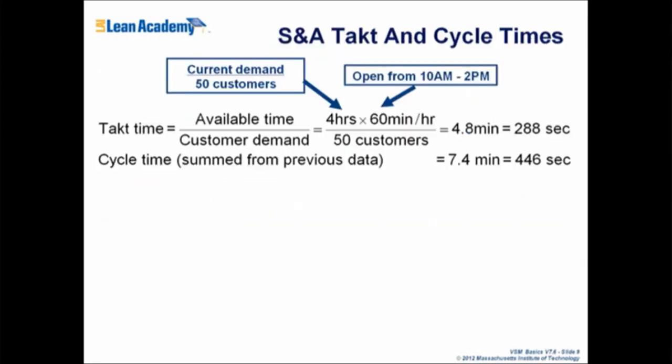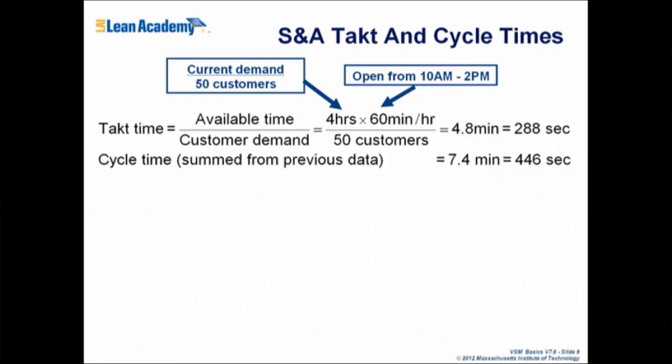We know our demand, our current demand at least, for the 50 customers, and we know how long we're open, so we know how much time we have to fulfill the orders as they are. The takt time is our available time. It's 4 hours times 60 minutes. That should be 240 minutes. And the demand is 50 customers. So we have 4.8 minutes, or 288 seconds, per customer. We also know that the cycle time from what we added up is actually 446 seconds.